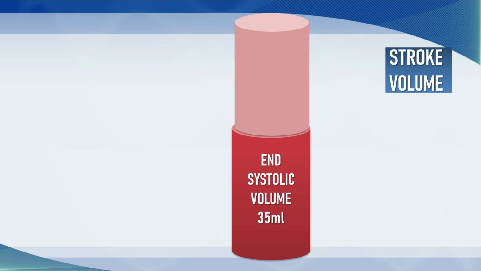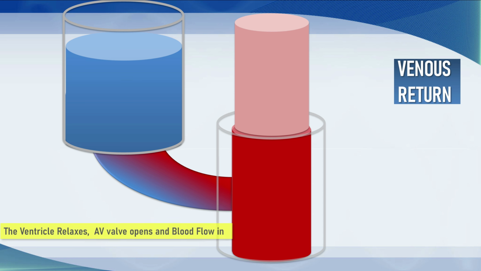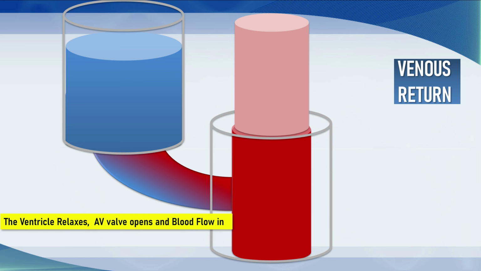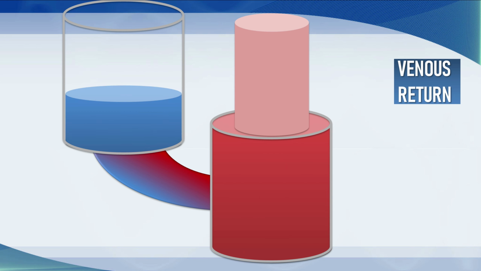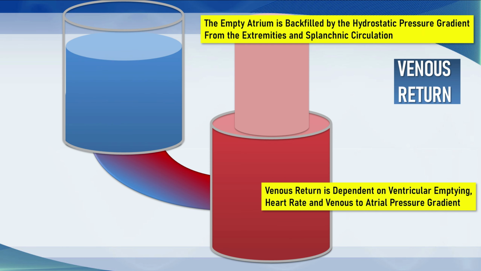Once blood has been ejected from the heart, then blood must flow back into the heart to start the next cycle. And we call that venous return. The ventricle relaxes, the atrioventricular valves, the mitral valve and the tricuspid valve, open, and blood flows into the ventricles. Venous return is dependent on ventricular emptying, the heart rate, and the venous to atrial pressure gradient. The empty atrium is then backfilled by hydrostatic pressure gradients from the extremities and the splanchnic circulation.